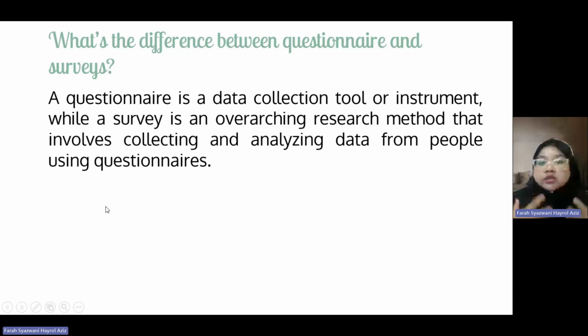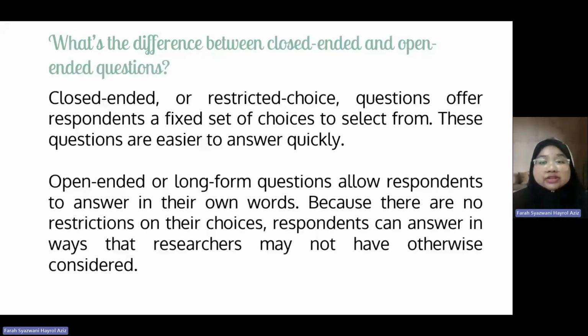So what is the difference between closed-ended and open-ended questions? Closed-ended or restricted choice questions offer respondents a fixed set of choices to select from. So these questions are easier to answer quickly. Open-ended or long-form questions allow respondents to answer in their own words. Because there are no restrictions on their choices, respondents can answer in ways that the researcher may not have otherwise considered.